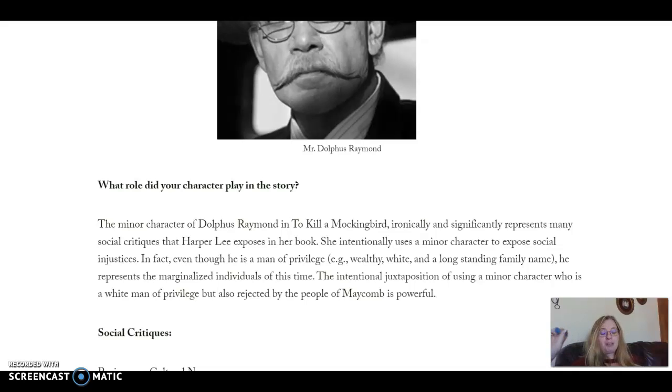So I feel like Harper Lee intentionally chose this minor character who is still a white man who has some clout in terms of financial opportunities and a good background, a long-standing family name. But he's also rejected by the people of Maycomb, and that's a very powerful message.